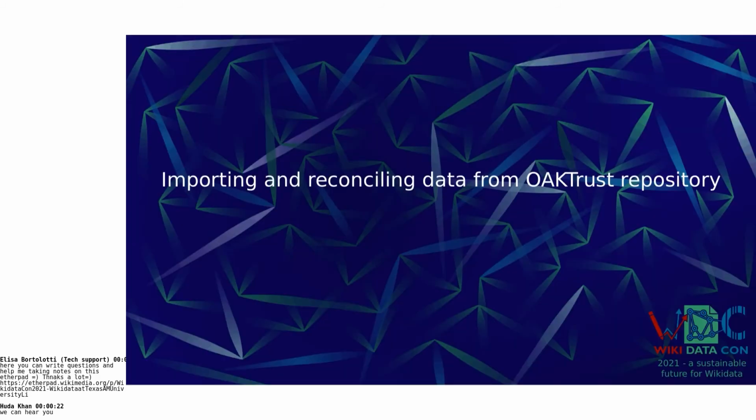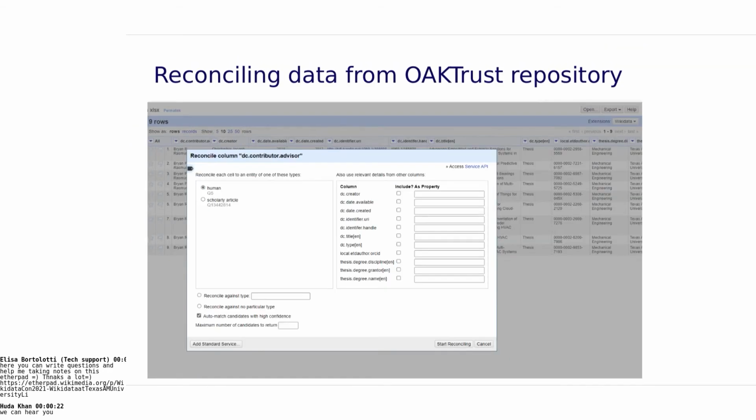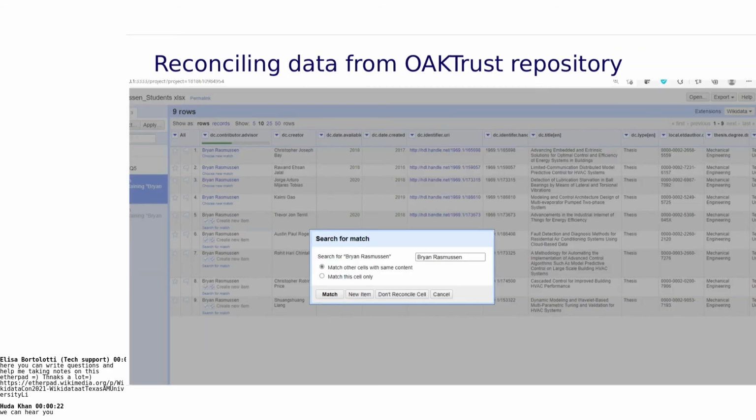So right now, I'm just going to go really quickly through the process of how we imported and reconciled data from Oak Trust in OpenRefine. We used the Wikidata extension in OpenRefine that lets us do that. These are screenshots showing you how the process looked. You can see it searches for a match in Wikidata, then runs several options by us, and we say yes, this is the person that we're looking for if it matches. And if there is no match, then it allows us the option to select new item.